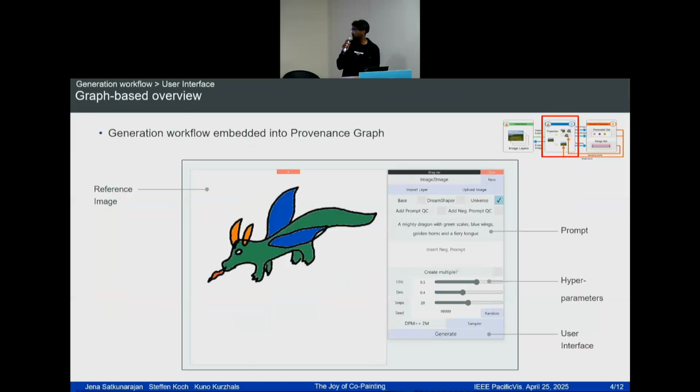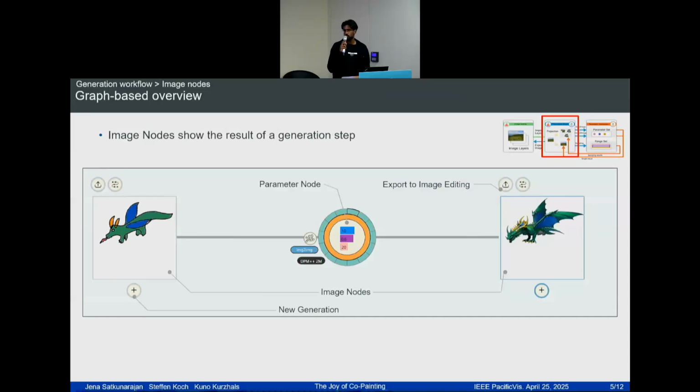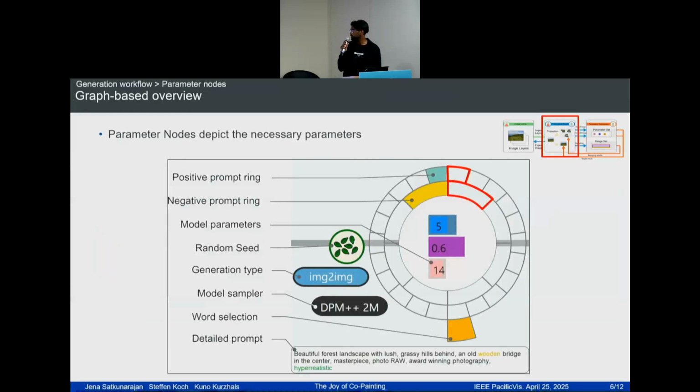For the graph-based overview, we introduce something called a provenance graph, which is a node-link diagram inspired representation of the entire generation workflow, which also embeds the generation. So we integrate an image generation model, in this case the open source model Stable Diffusion, which users can utilize to generate the images. Generated images are shown as so-called image nodes, and consecutive generation results are always connected by an edge. The edges also show something called a parameter node. This is a visual representation of all the parameters and the settings necessary to reproduce the result.